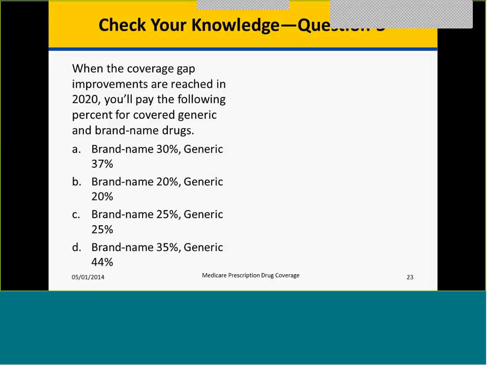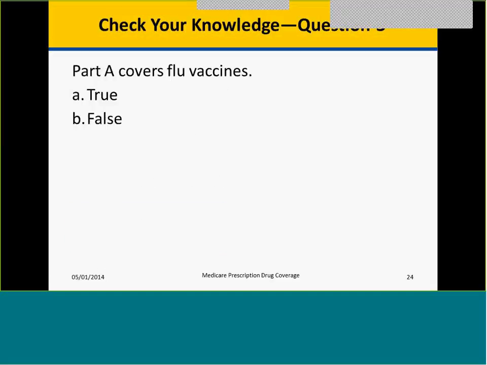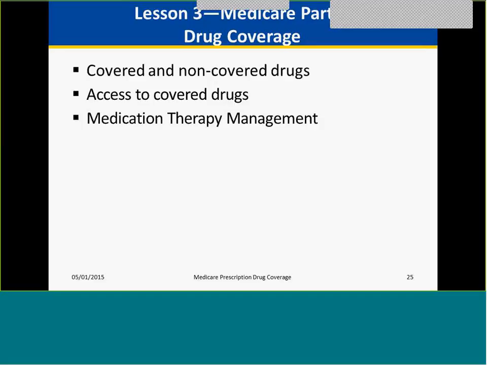You got it. So, if the coverage gap improvements are reached in the year 2020, what will someone pay for their coverage of generic and brand name drugs? Yes, Lou, CC. CC, senor. Okay, Part A of Medicare covers flu vaccines. All covered under Part B, like boy.